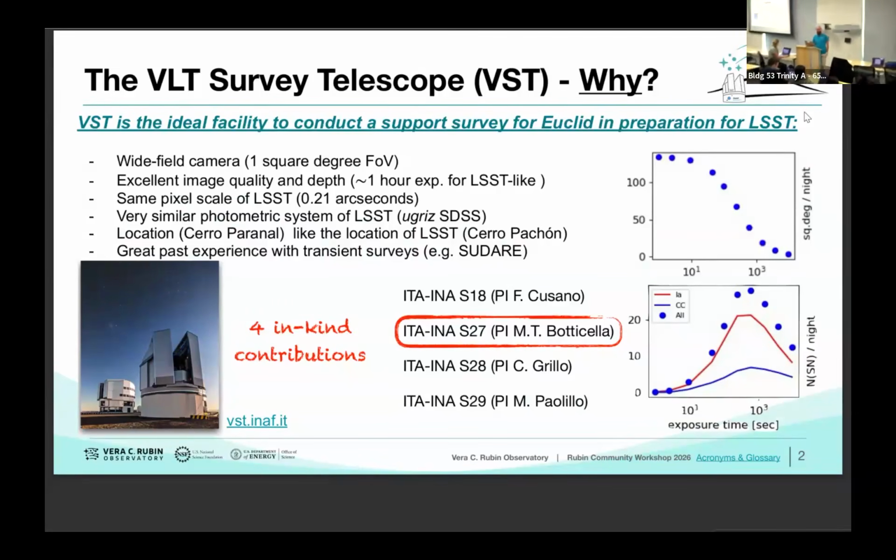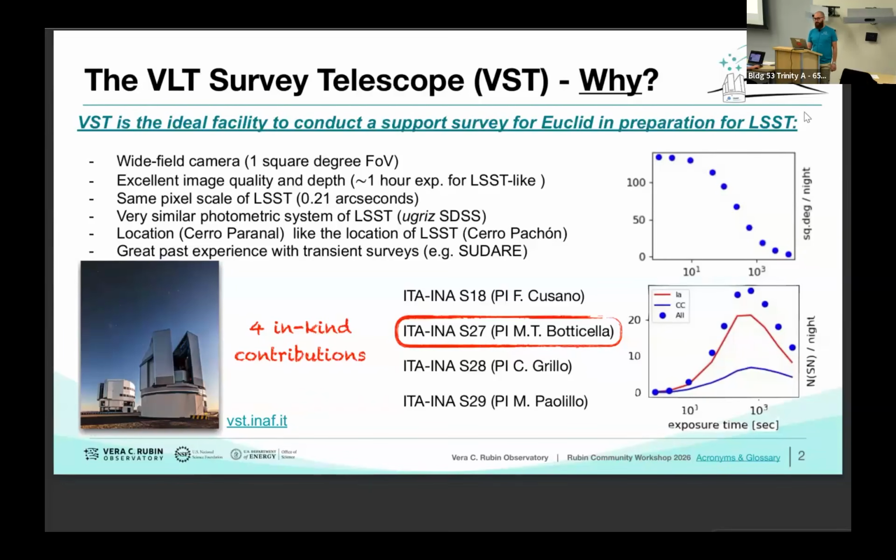It has good image quality, and with 1 hour exposure time, more or less, we can get exactly the same depth as LSST. So if we select a smaller region of sky, we can improve the LSST cadence to get high cadence transients. We have the same pixel scale as LSST, a similar photometric system, u g r i z SDSS plus H alpha, and also a polarimeter that will be installed at the end of this year. And the location is in Chile, very similar to LSST.